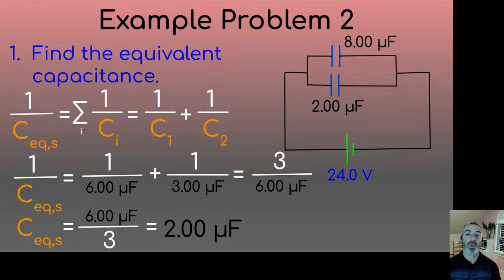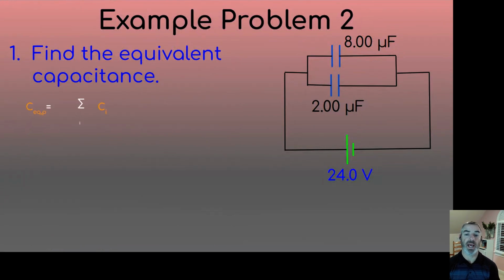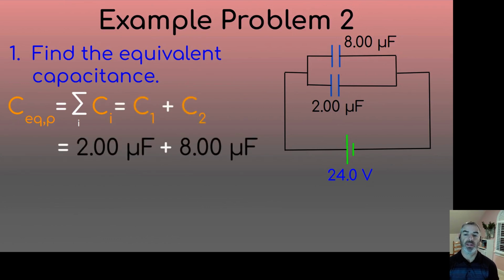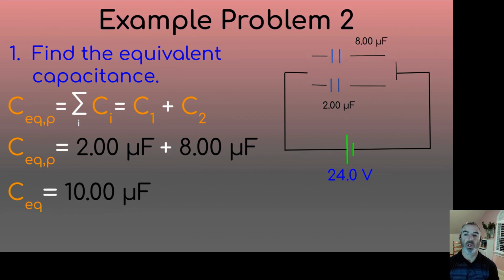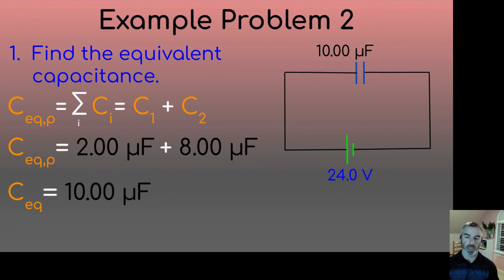So now we can use our parallel rules. We can use the capacitance for parallel, which is just adding the 2 values, so 2 microfarads plus 8 microfarads. That means those 3 capacitors set up in parallel and series give us a total equivalent capacitance of 10 microfarads, which is like having one singular 10 microfarad capacitor set up with a 24-volt battery. So this is how you calculate equivalent capacitance.